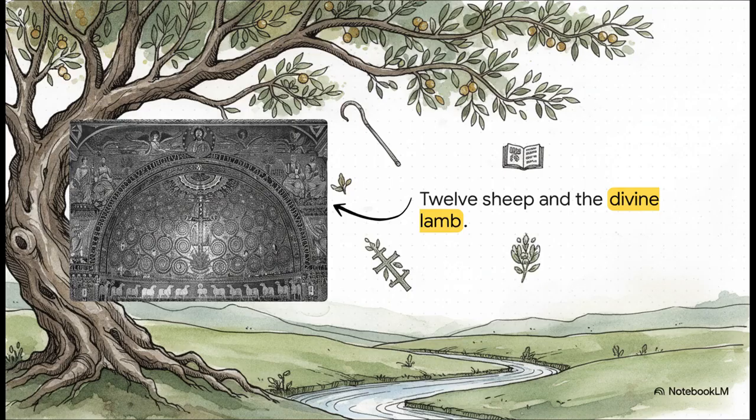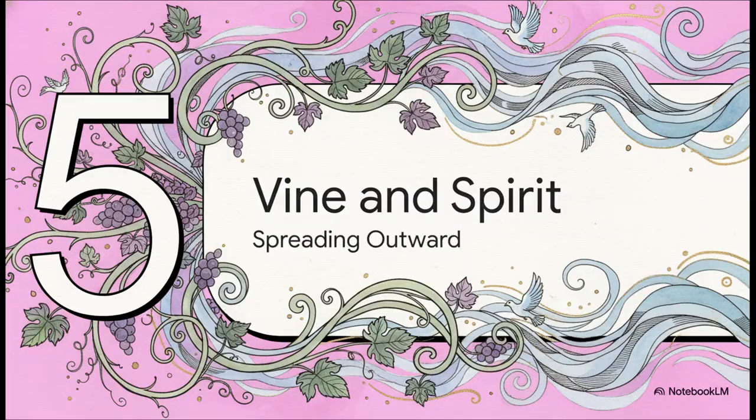Seeing this row of sheep attentively facing the divine lamb in the center, it just makes the imagery of the disciples following their shepherd so incredibly poignant. It takes a really abstract idea like divine leadership and sacrifice and grounds it right in a relatable, everyday pastoral scene. And finally, Section 5, the vine and the Spirit, seeing life spreading outward.